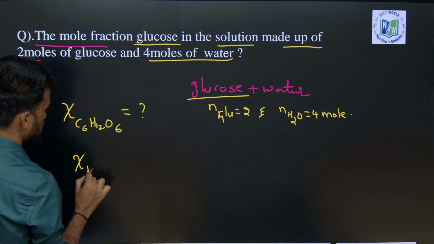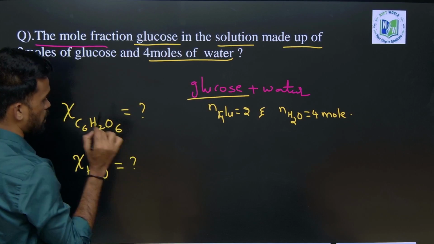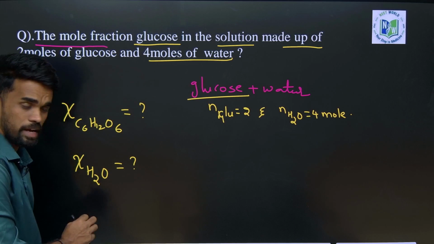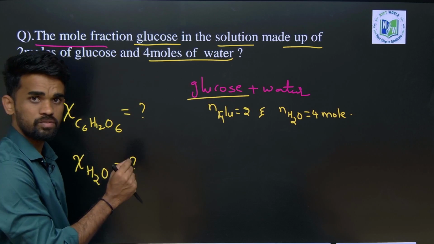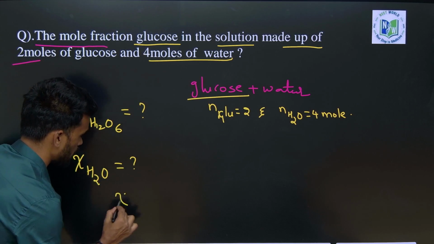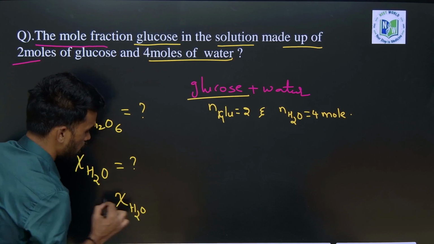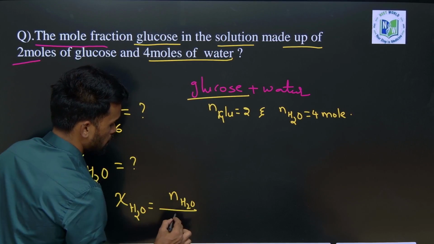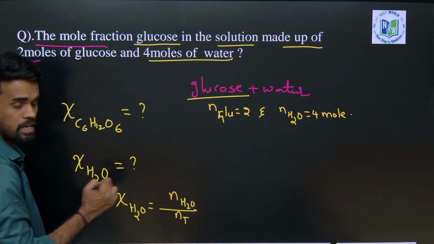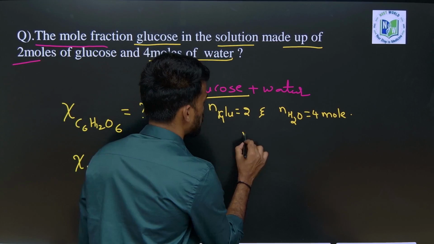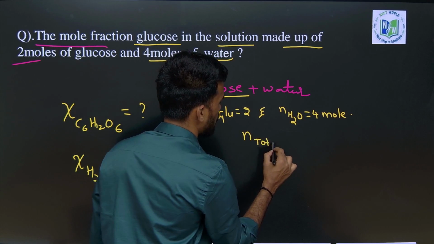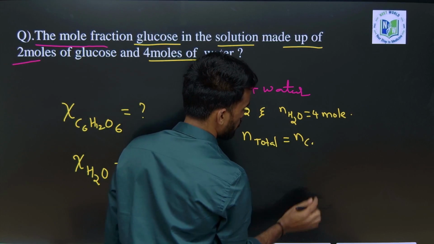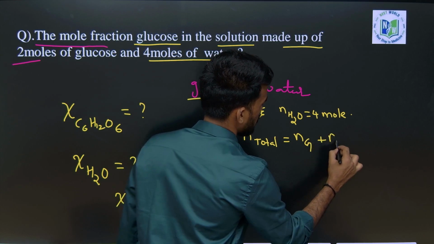And one more thing, the mole fraction of water also I am asking. So how do we find these things? I just told you that if we want to calculate the mole fraction of one particular component, for water we can write mole fraction of water equals the number of moles of water divided by the total number of moles. So how do you find the total number of moles? What are the components we have? So n total, or nT, equals n glucose plus n water.